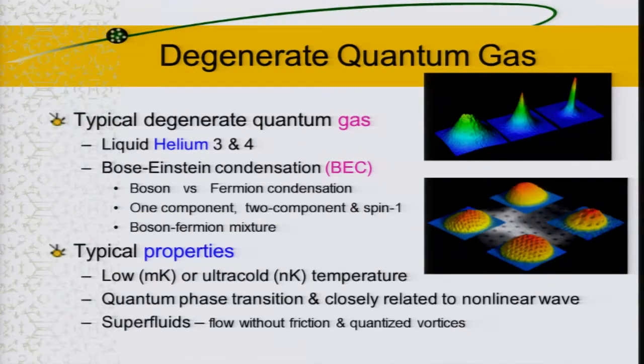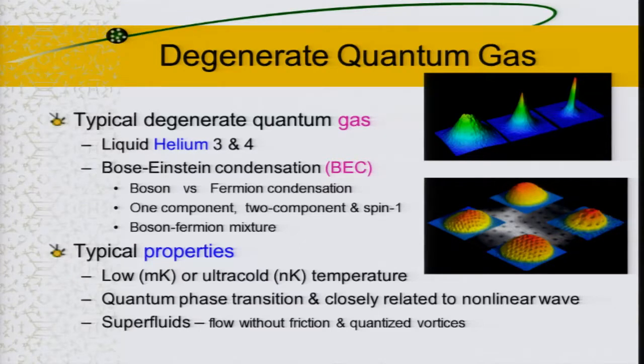We know this kind of degenerate quantum gas is one of the core problems in the so-called atomic, molecular and optical physics, or AMO, community. It can be traced back to early times, like liquid helium 3 and liquid helium 4. From 1995, the first boson condensation experiment was realized using rubidium, later fermions, and also one-component, two-component, spin-one, spin-zero systems, and also Bose-Fermi mixtures, and recently also some kind of long-range dipolar system. They are at low temperature, micro Kelvin, or ultra-cold nano Kelvin temperature, and are realized to undergo the so-called quantum phase transition.